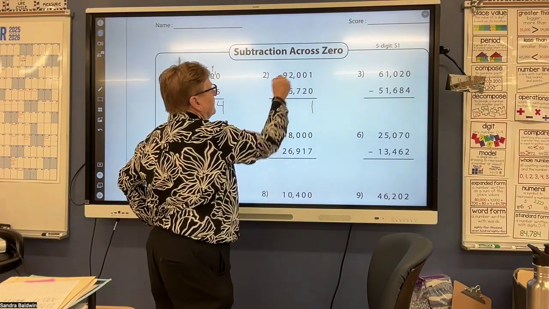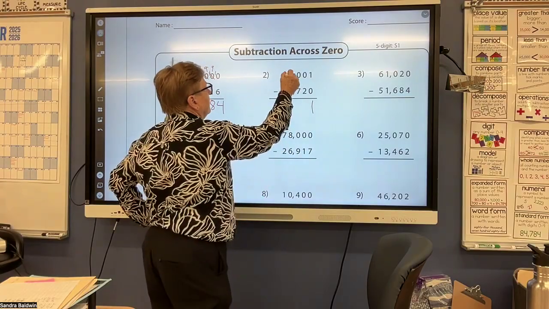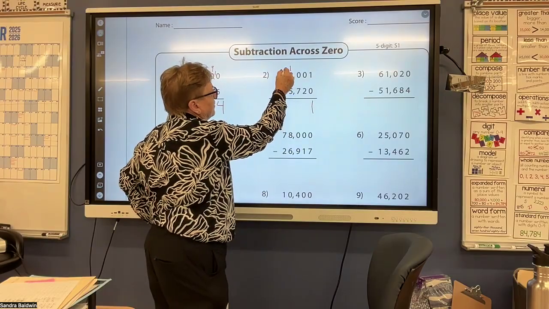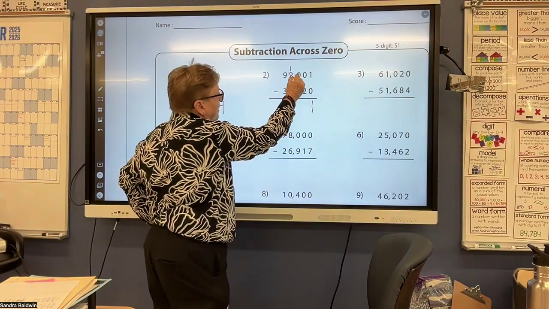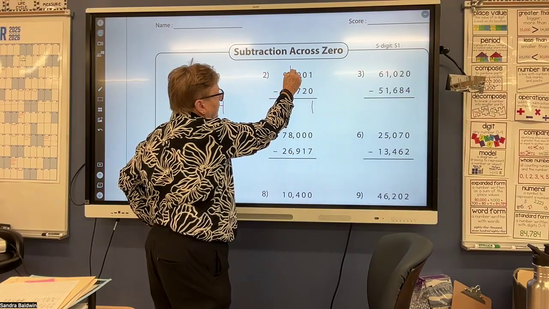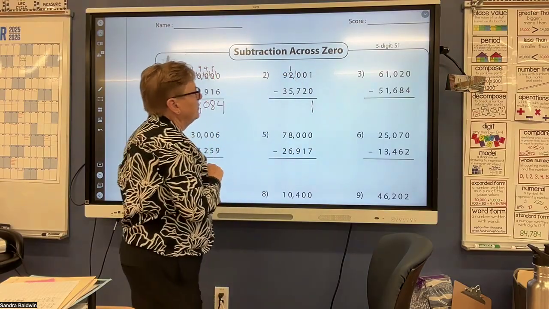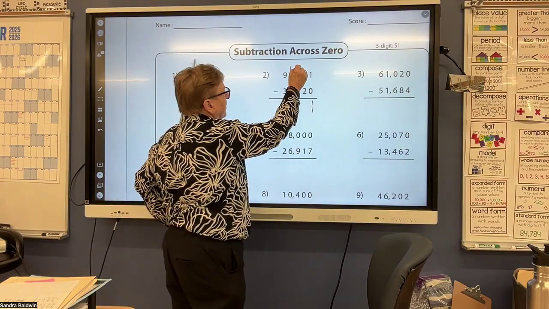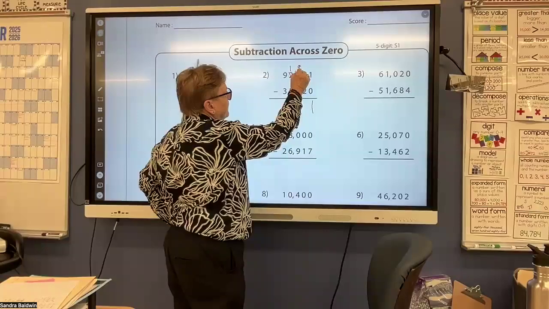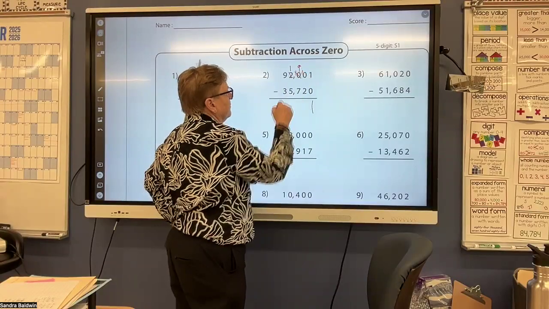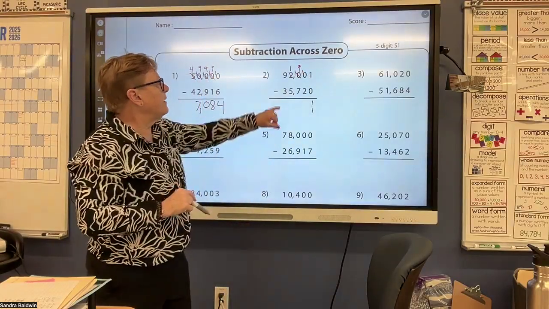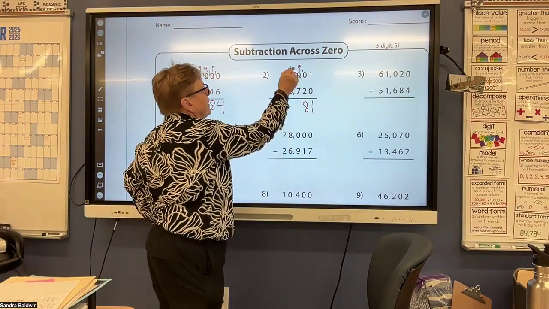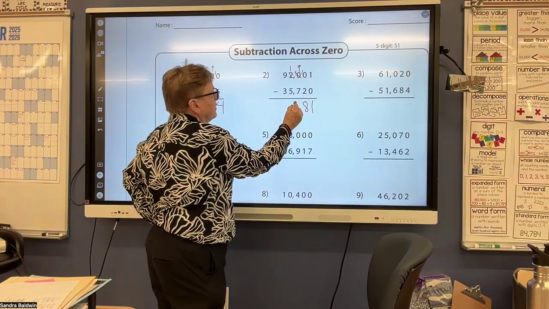All right, here's a digit that's not 0. So I'm going to take 1 from, I have 2,000. I'm going to take one of those thousands and put over here in the hundreds. So now I have 10 hundreds. But I'm still regrouping. So I'm going to take one of those hundreds and put it into the 10. So I have 10 tens. Now I can subtract. I can say 10 minus 2 equals 8. 9 minus 7 equals 2.